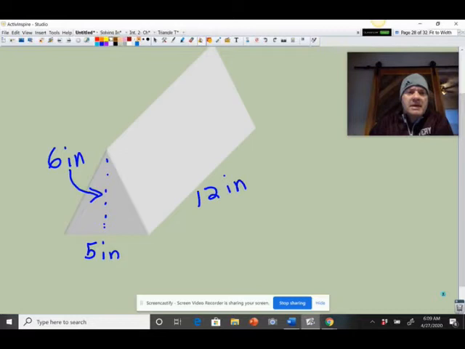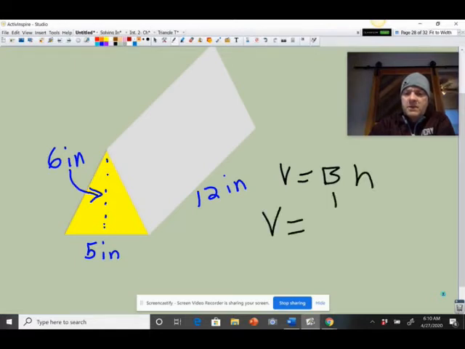And I'm going to go ahead and find the base. In this case, the base is going to be that triangle right there. We've got another triangle on this side. So here is our volume. Volume equals big B times H. So we're going to go volume is equal to... Now we're going to figure out what that big B is. We're going to figure out what the H is, okay? And we're going to multiply those two together, okay?